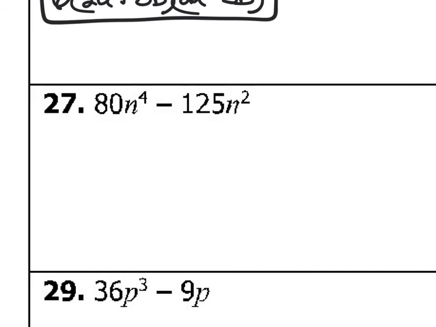All right, number 27. Both of them end in 0 or 5, so I'm going to say 5, because 25 won't do. This would be, it's not 40, okay, so 5. And then I do have n's. N's are common, and my smallest exponent's 2, so n squared would be a common factor. So now I'm going to divide each term by 5n squared.